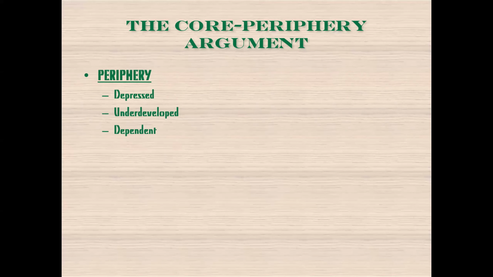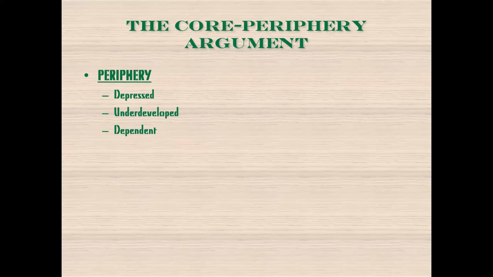And then the periphery is depressed, underdeveloped, and dependent. So many would argue that many in the US, we would call ourselves the core, and a lot of the places that have supported our development would be the periphery. What China is doing in Africa is another example of core. Suddenly China is the core and Africa becomes the periphery.